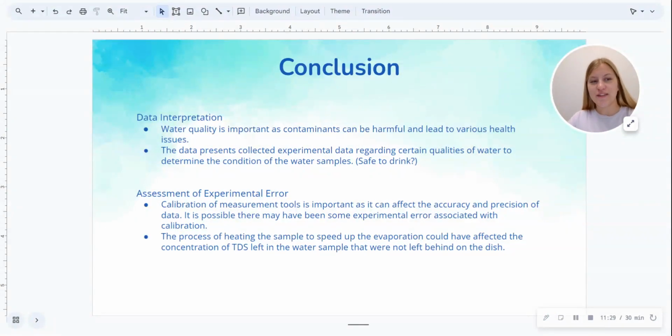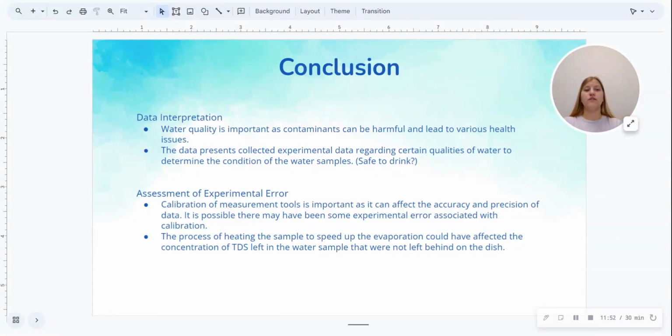To conclude everything we've learned for interpreting our data, we learned that water quality is important because contaminants can be harmful, lead to lots of various health issues, and we've been learning that over the years through engineering. The data presents the collected experimental data regarding certain qualities of water to determine the condition of water samples. Is it safe to drink?